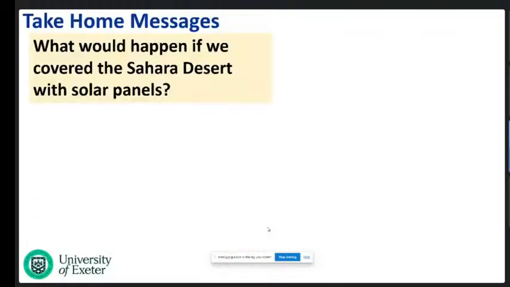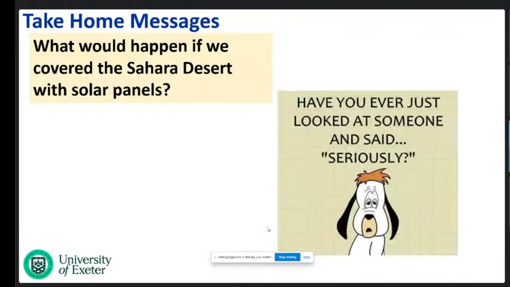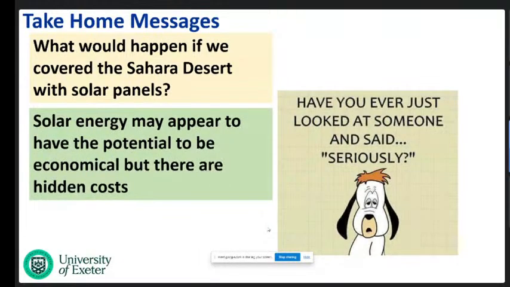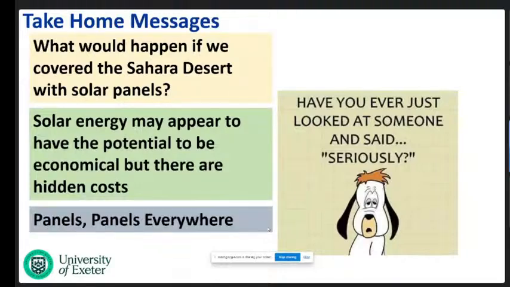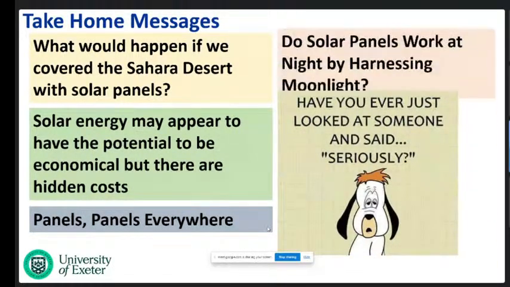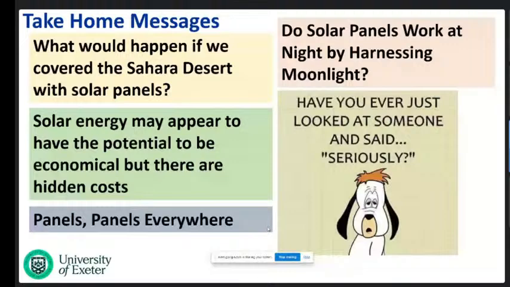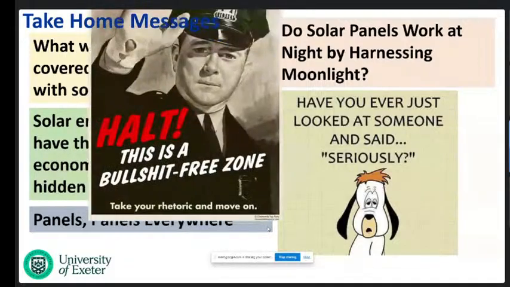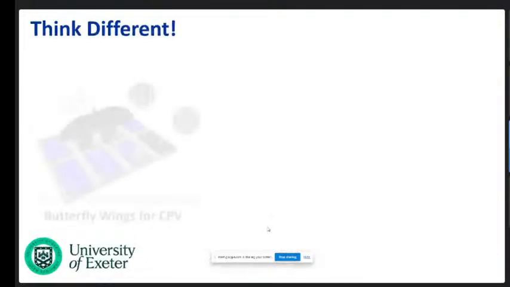And what are the take-home messages finally? So we are almost at the wrap-up. What would happen if we covered the Sahara Desert with solar panels? Solar energy may appear to have the potential and be economical, but there are some hidden costs. Imagine the panels everywhere, and do the solar panels work at night by harnessing moonlight? These are some typical questions that I would like to give you as a take-home message, to think about it, and again, think differently.